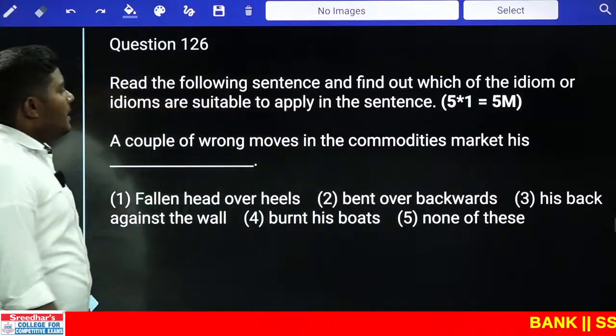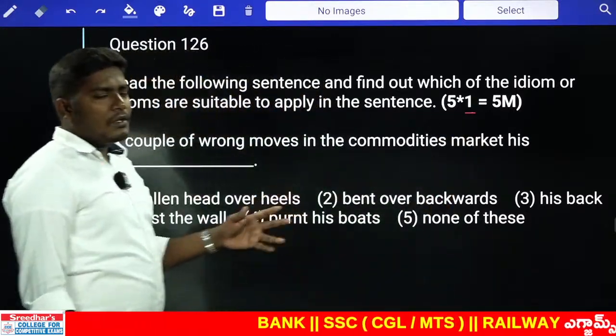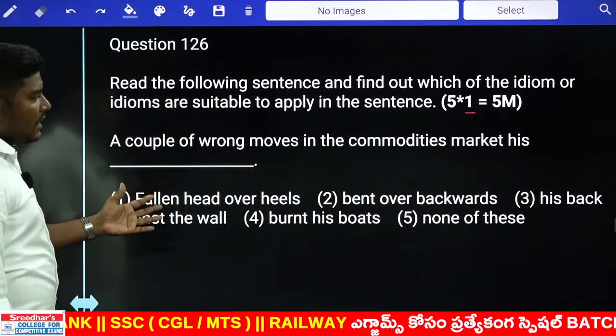Idioms, this is section B. In section B, you will get only 1 mark. The previous ones, each one you will get 2 marks. Okay, look at this. You need to fill these combinations with the idioms given.